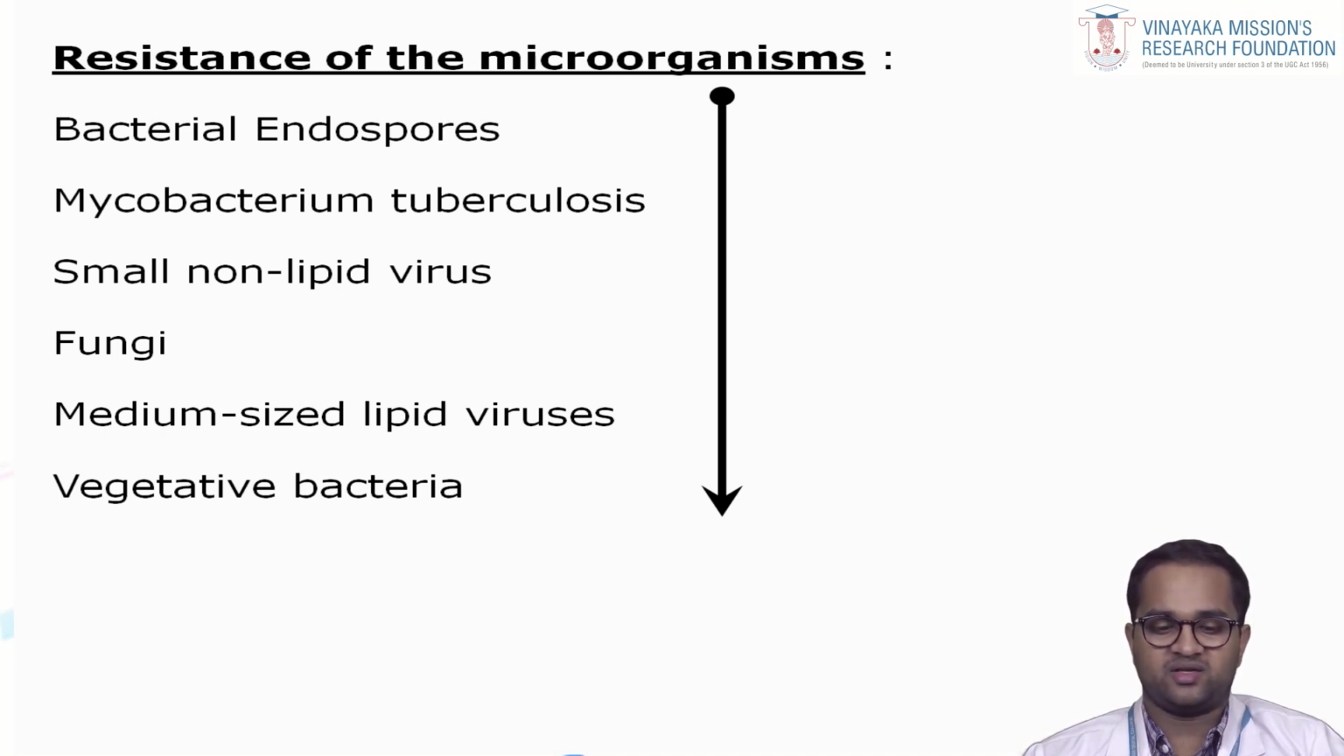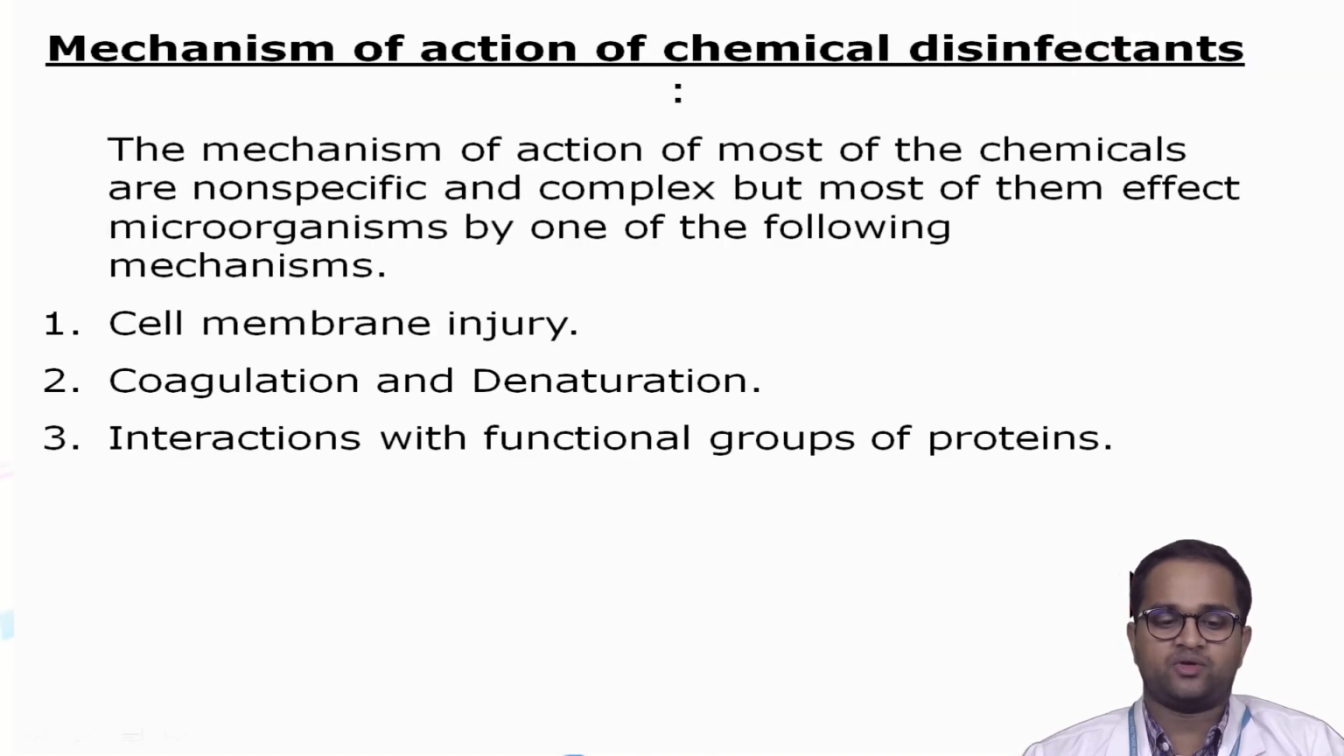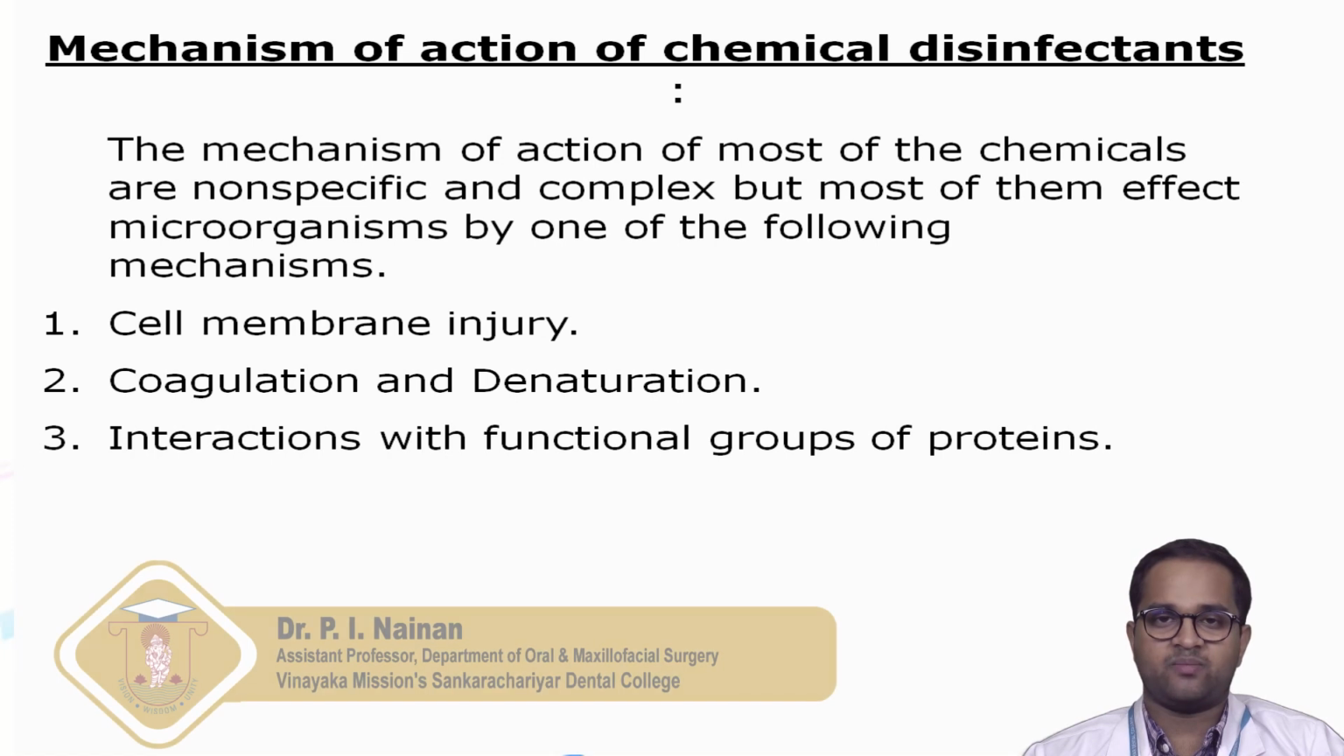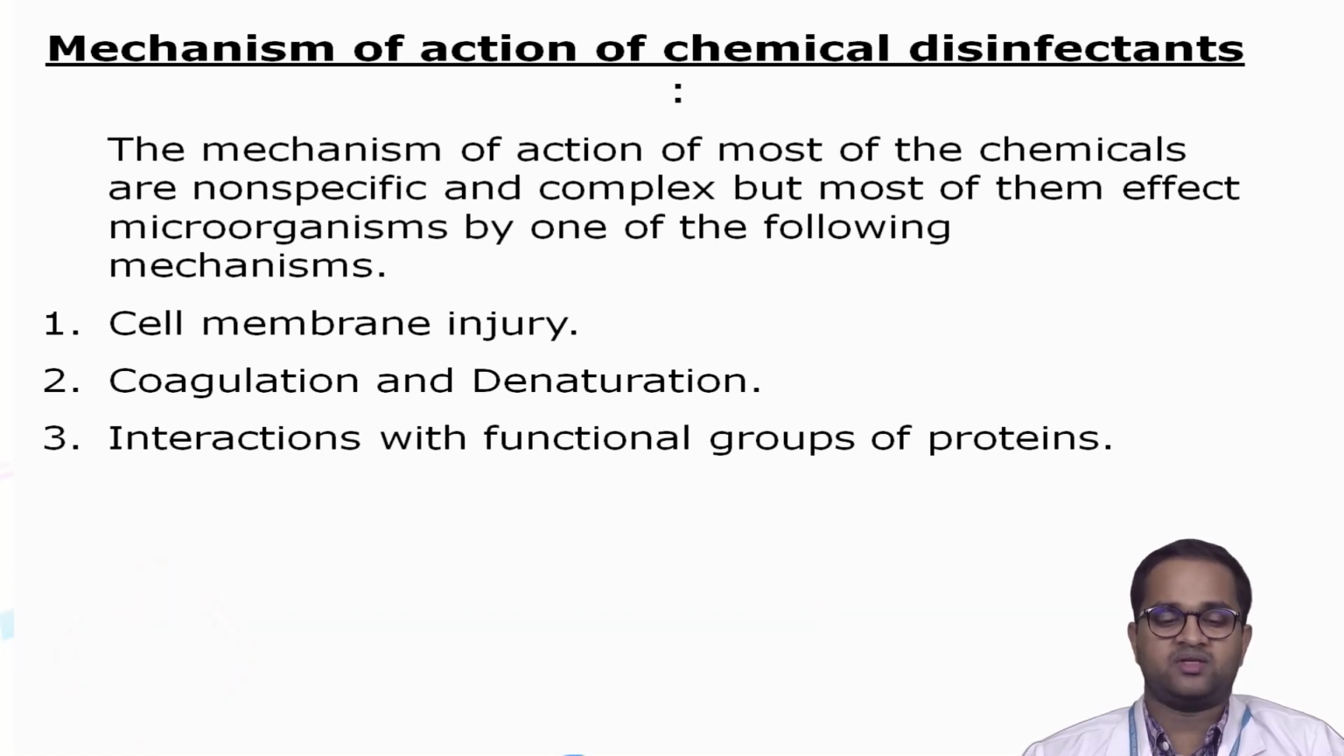Coming to resistance of the microbes, you have bacterial endospores, mycobacteria and tubercle bacilli, small non-lipid viruses, fungi, medium lipid viruses, vegetative bacteria, with decreasing resistance. Coming to mechanism of action of chemical disinfectants, the mechanism of action of most chemicals is non-specific and complex, but most of them affect microbes by one of the following mechanisms. First one is cell membrane injury, second one is coagulation and denaturation, third one is interaction with functional groups of proteins.